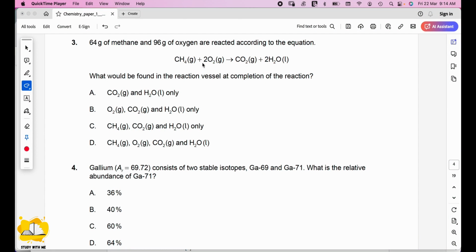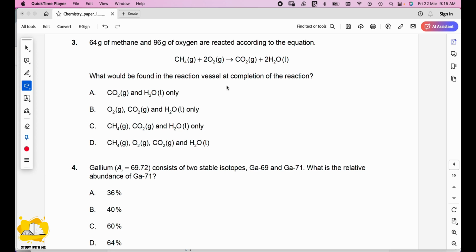For number 3, there are 64 gram of methane and 96 gram of oxygen that reacted in a vessel. What would be found in the reaction vessel at completion of the reaction? This is about the limiting reactant: which compound will be used up first, then what would be the excess reactant and the products in the vessel.